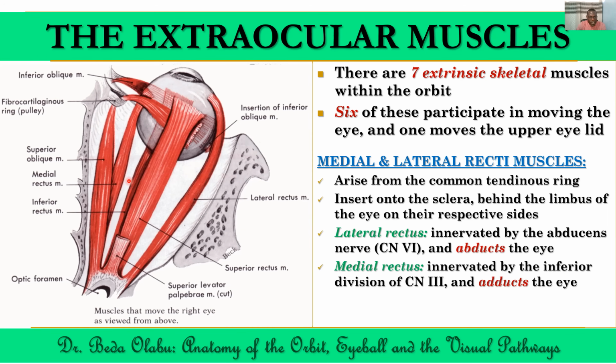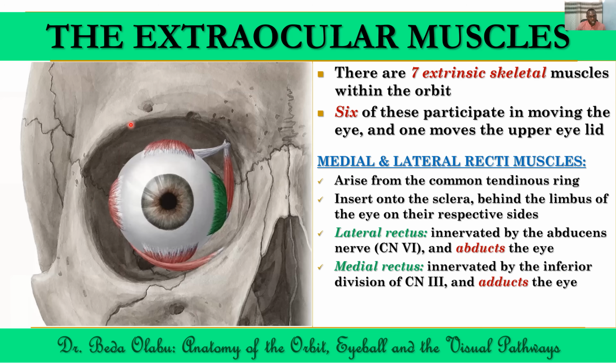The medial rectus is this one. The contraction of the medial rectus will cause this pupil to move that way. That's what we call adduction. The medial rectus is supplied by the inferior division of the oculomotor nerve. So this shows you still the medial rectus, and that's the lateral rectus.